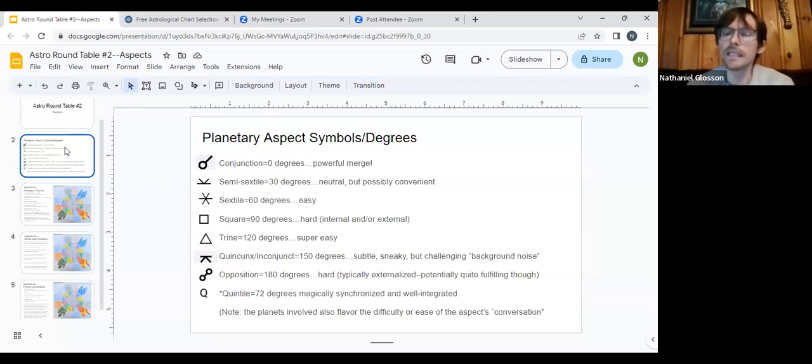So hopefully this helps to clarify or bring some insights in about what some aspects might be in your own natal chart, or how to consider some aspects from transits, or even in synastry or composites. All aspects are going to basically follow this symbology.